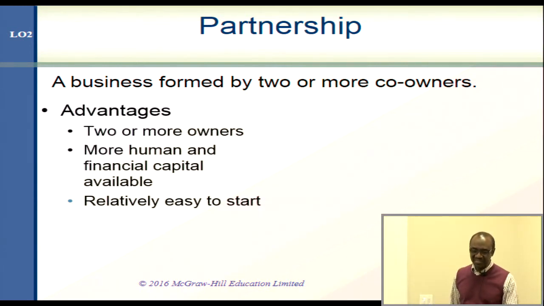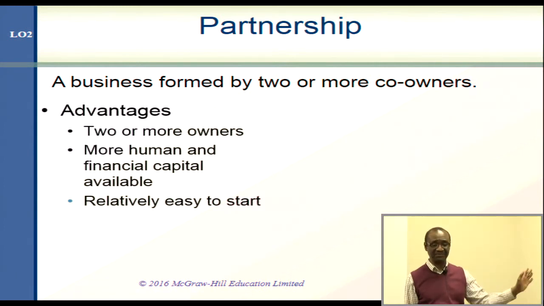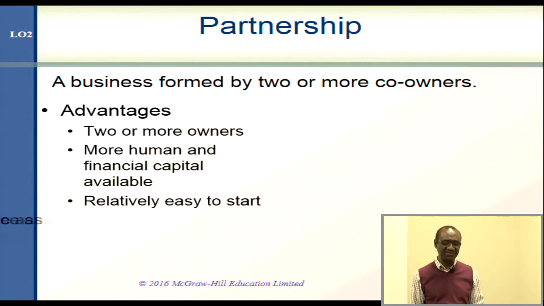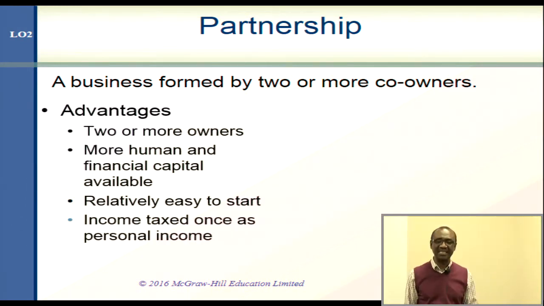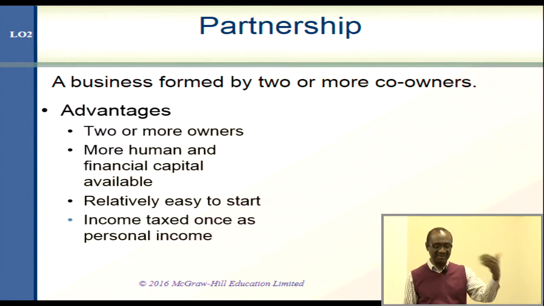Another advantage of this partnership is the fact that the tax regime is relatively similar to that of the sole proprietorship. So individual partners pay the income tax once. The business income is the partners' income. Because they share the income of the company on the established profit sharing ratio, individuals pay taxes on the income shared from the organization.